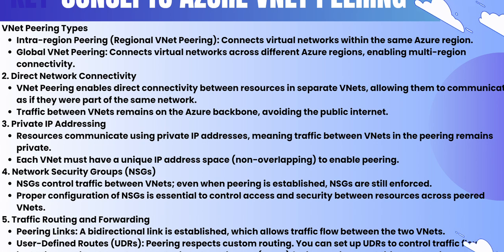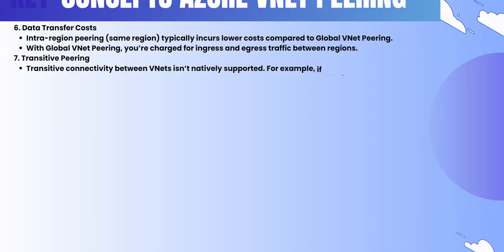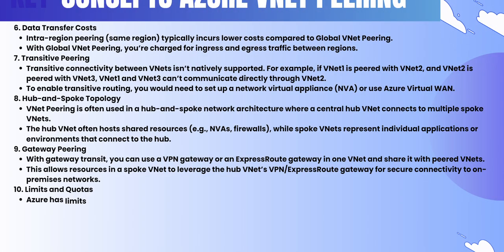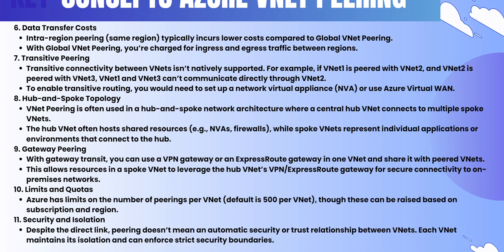Next, traffic routing and forwarding. We will see what can be forwarded, what cannot be forwarded, and also user defined routes. There is something called UDRs. These user defined routes can control the communications also. We'll see all those things when we are performing those connectivities. The next thing is that data transfer costs are there. Intra-region will be a lower cost, and with global communication it will be more, which means anything other than the same region will cost more.